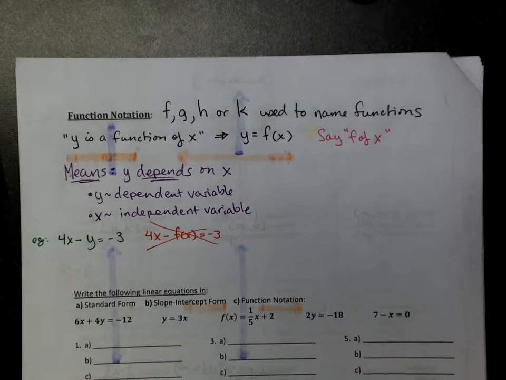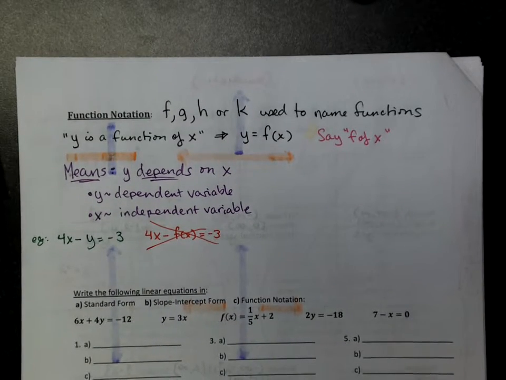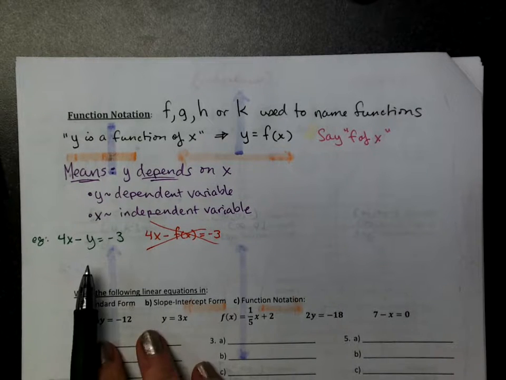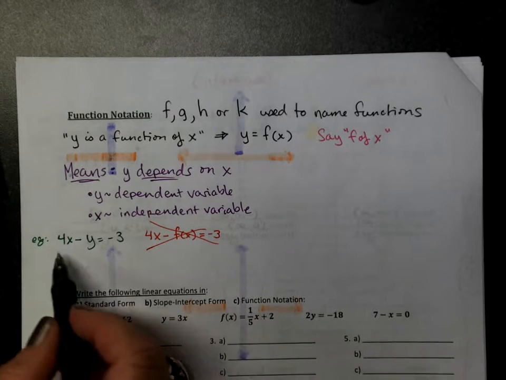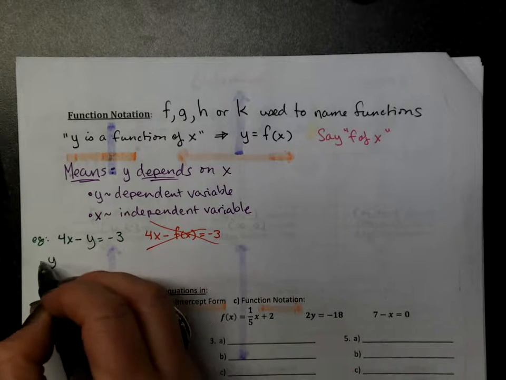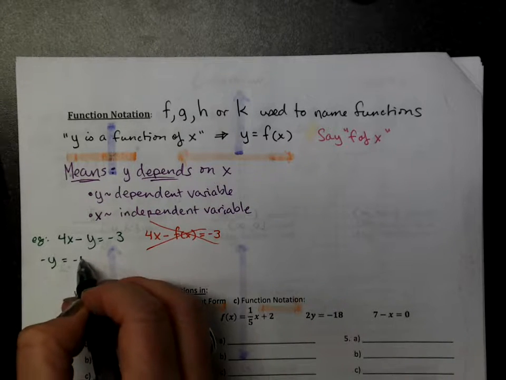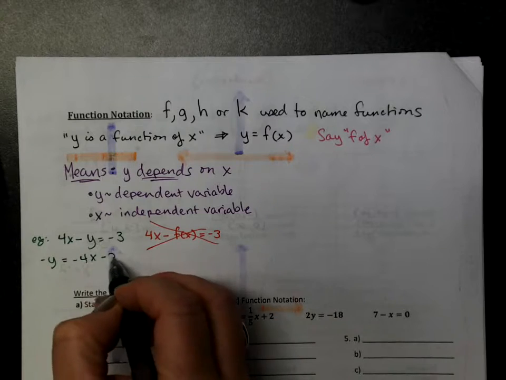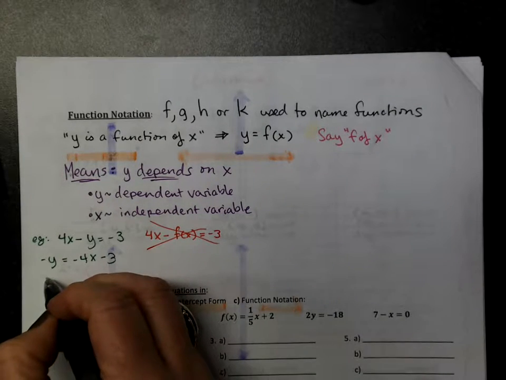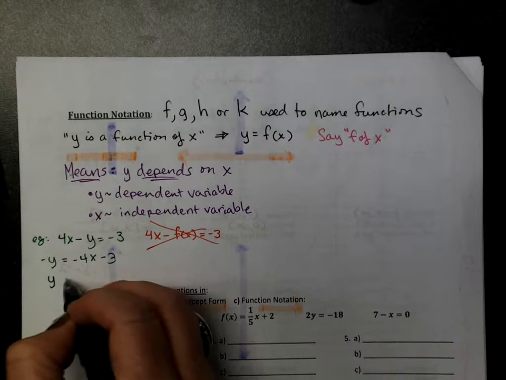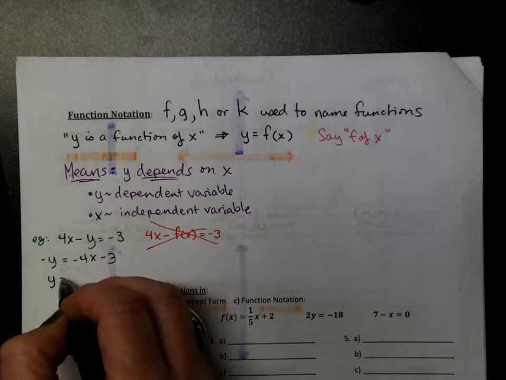What you need to do if you want to write something in function notation is you need to solve for y first. So use your addition property, use your properties of equality to solve for y. I'm going to minus 4x on both sides. There's a negative y equals negative 4x minus 3. Now, of course, I want a positive y, so I multiply or divide everything by negative 1. Basically, if I want to flip a sign, just make sure I flip every other sign. So this equals.